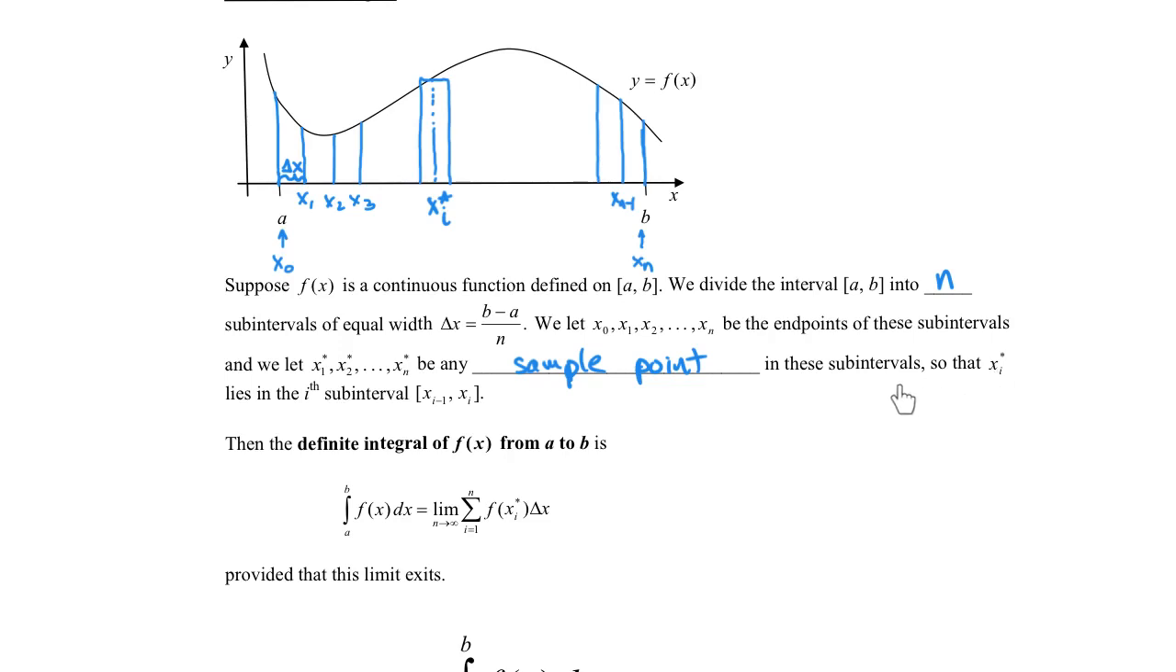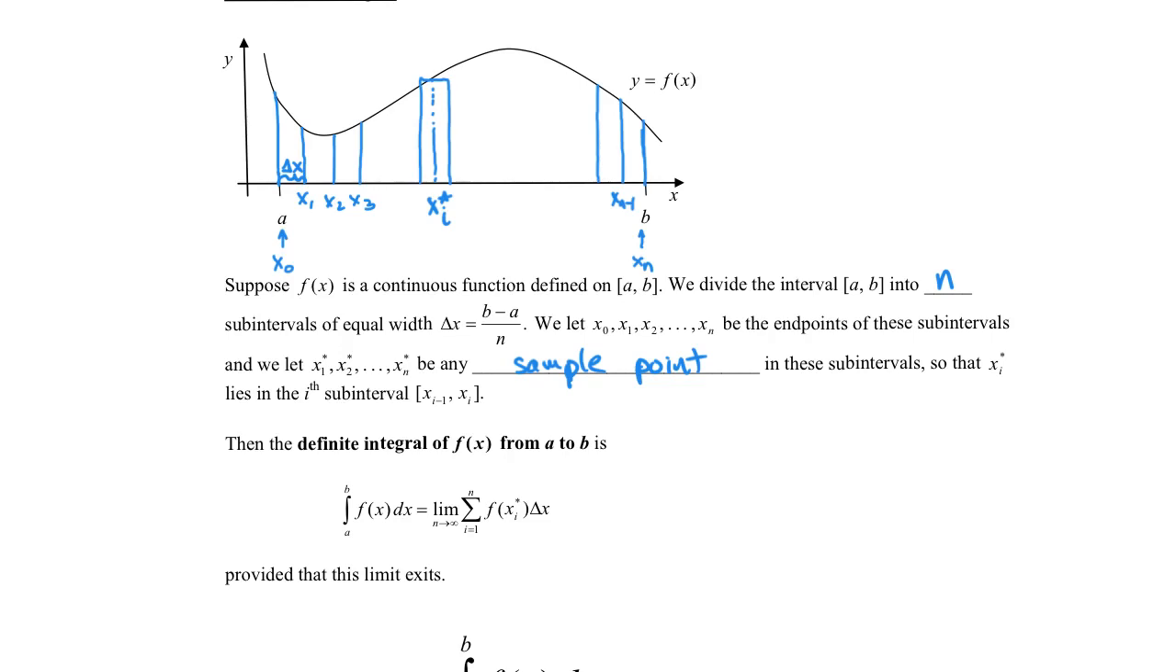So then x sub i star would lie in the ith subinterval. Here's, I guess, a good picture of it. So we're just going to have this x sub i star somewhere in here.